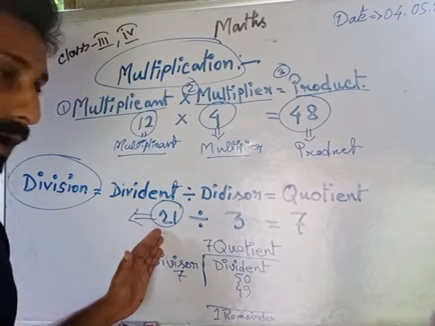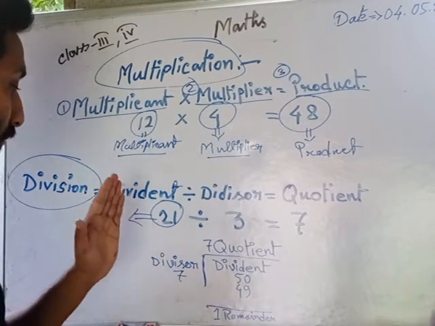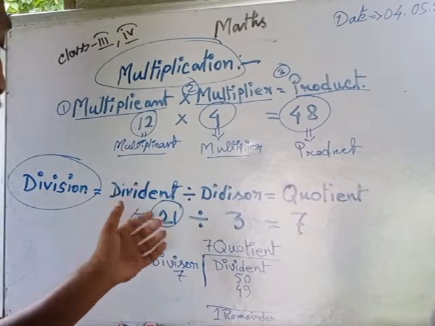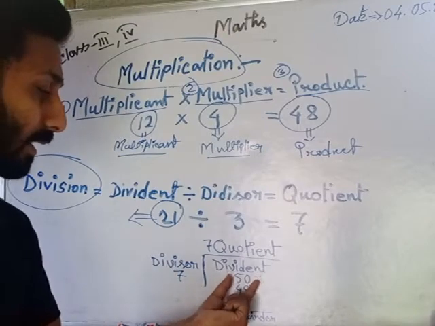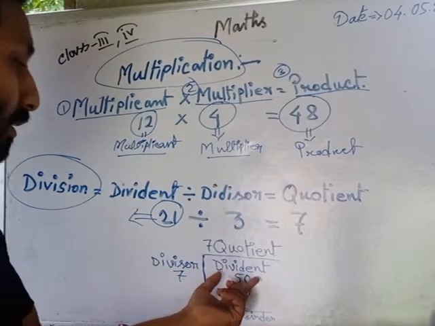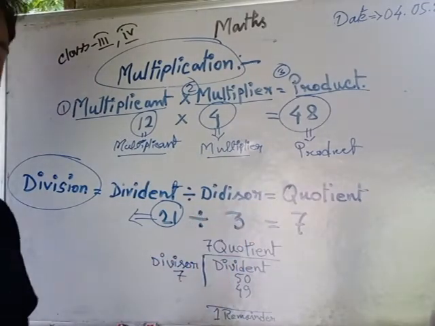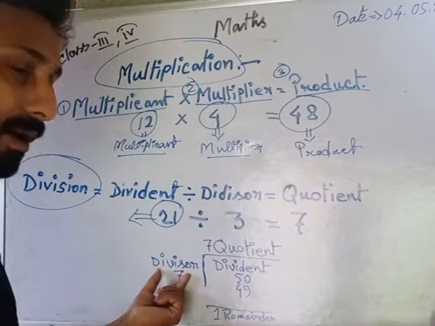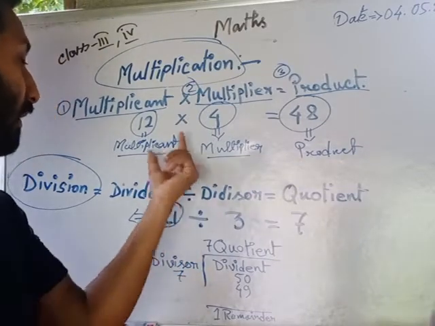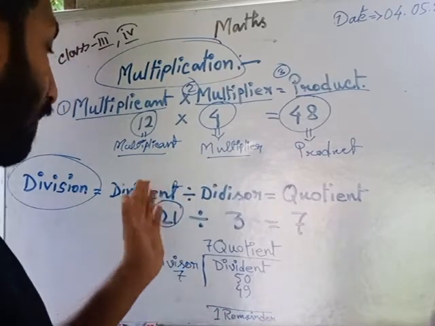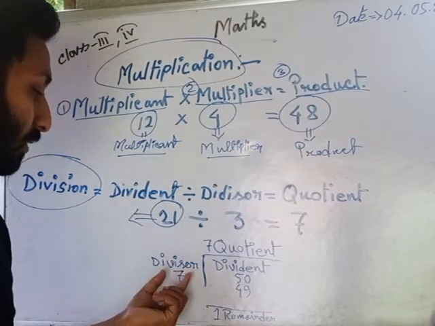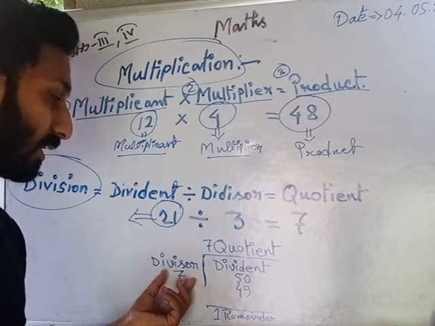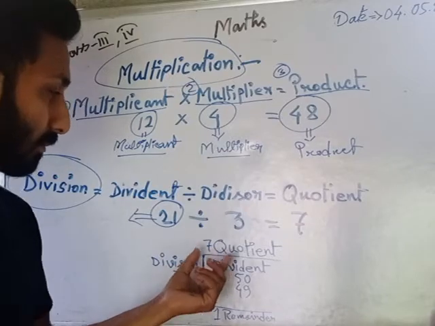Dividend is the number that is being divided. That means the dividend is written here. Divisor. What is divisor? Divisor is the number by which it gets divided, that is called the divisor.